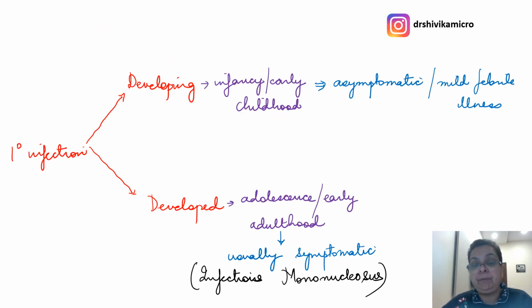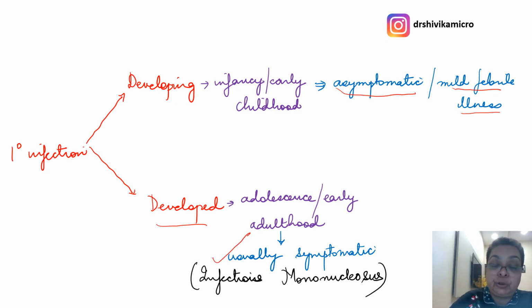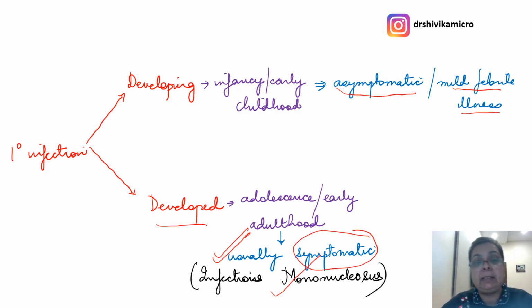So a primary infection with Epstein-Barr in developing countries generally occurs in infancy or early childhood, and the infection in children is generally asymptomatic or a very mild febrile illness. Remember in this question, the 18-year-old had a young sister who developed a self-resolving infection. But in developed countries, the primary infection occurs generally in adolescence or early adulthood. And this infection is usually symptomatic. And what does it manifest as? The glandular fever or infectious mononucleosis.